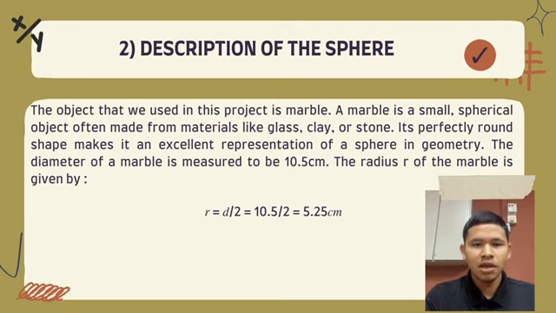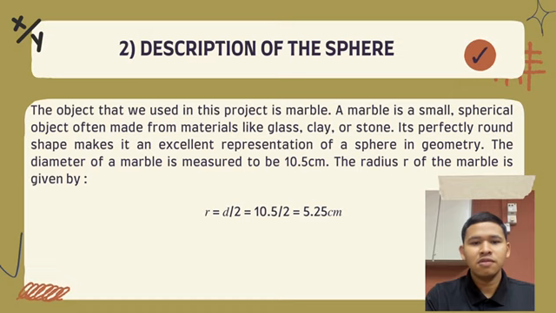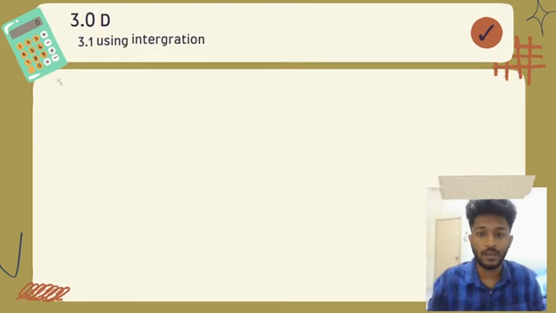For this project, the diameter of the marble was measured to be 10.5 cm. Using the formula, the radius was calculated to be 5.25 cm. This simple calculation highlights the importance of the marble's spherical shape in understanding fundamental geometric principles. The uniformity of its design makes it a practical example for applying and exploring concepts related to spheres.